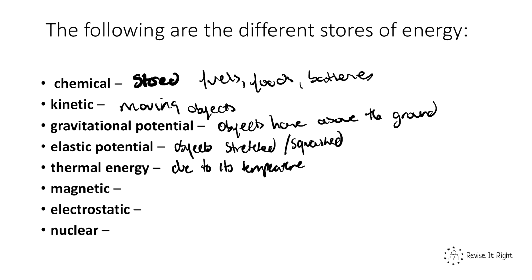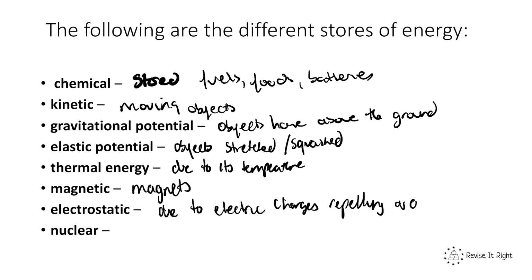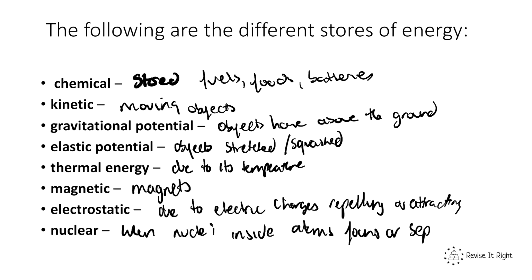Thermal energy is energy something has due to its temperature. The higher the temperature, the more thermal energy it has. Magnetic energy is energy in magnets. Electrostatic energy is energy due to electric charges either repelling or attracting. So when you have electric charges repelling or attracting, that is electrostatic energy. And finally, nuclear energy is when nuclei inside atoms join or separate. So when nuclei inside of atoms either join or separate, that is nuclear energy.